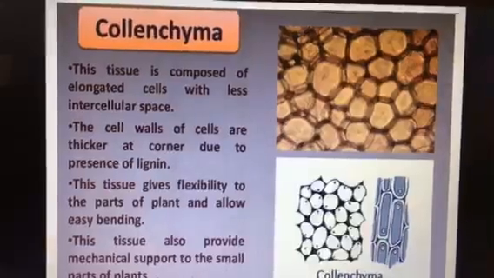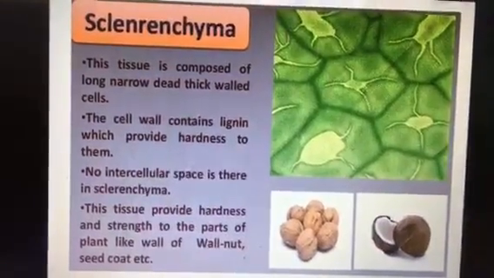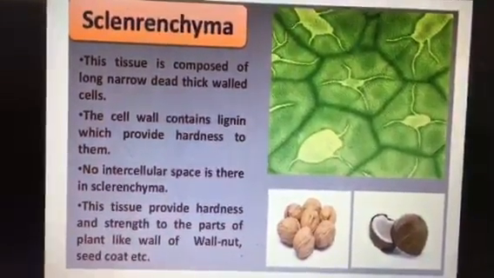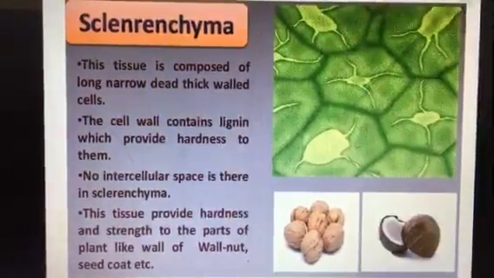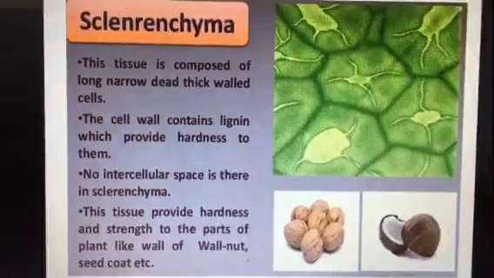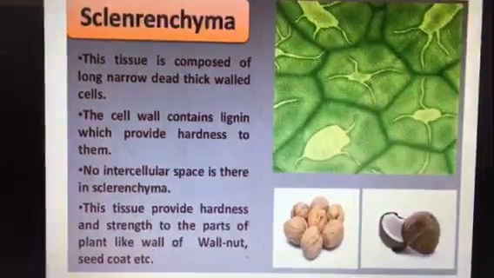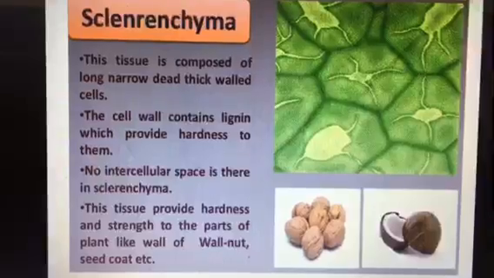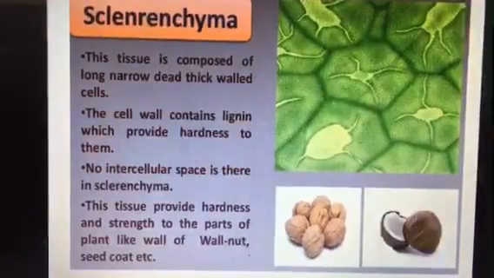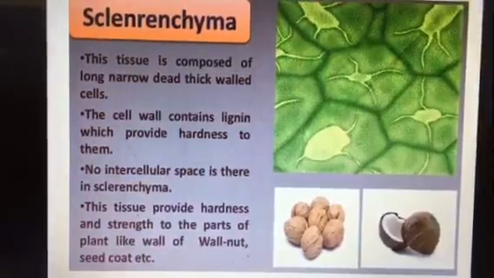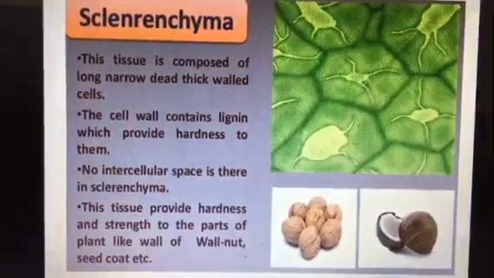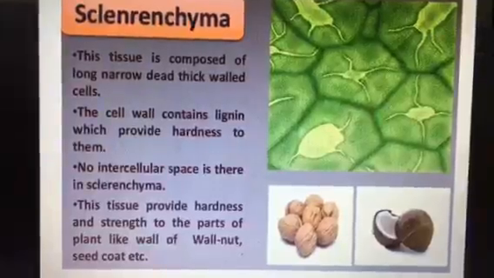Sclerenchyma. Sclerenchyma is hard due to the presence of thick cell wall. Here the cell walls are very thick, you can see over here. Here protoplasm is absent, that's why they are dead cells. See, protoplasm is absent, it means the cell organelles which are present in the cell are absent. So we can assume that this is a dead cell.